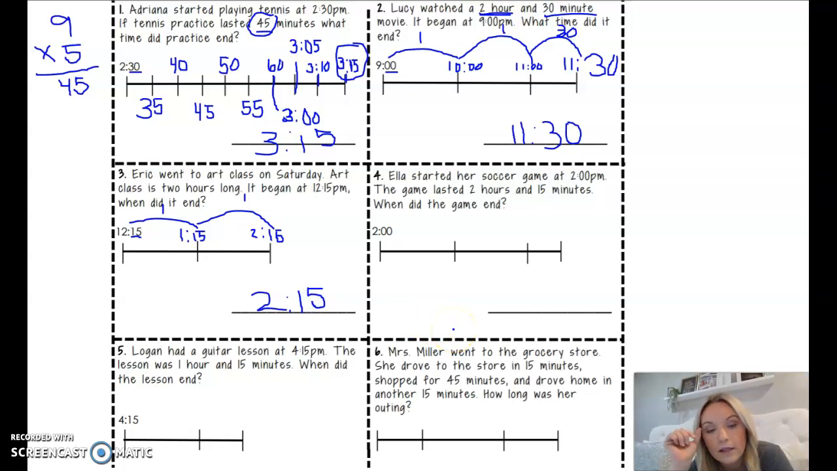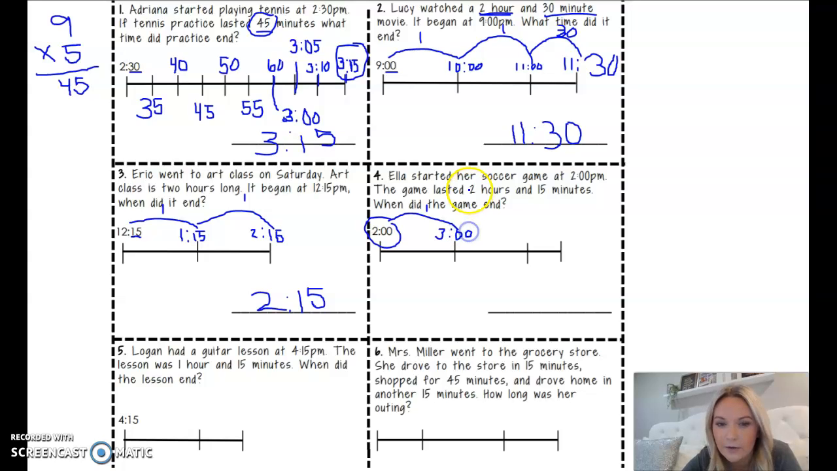All right, so let us do one more, okay? Number 4 says, Ella started her soccer game at 2 p.m. And here we have 2 p.m., the time it starts. The game lasted 2 hours and 15 minutes. When did the game end? All right, so we're going to add 1 hour, which is going to be 3 p.m. Then we're going to add another hour because it says 2 hours. Okay, another hour, that would be 4 p.m.